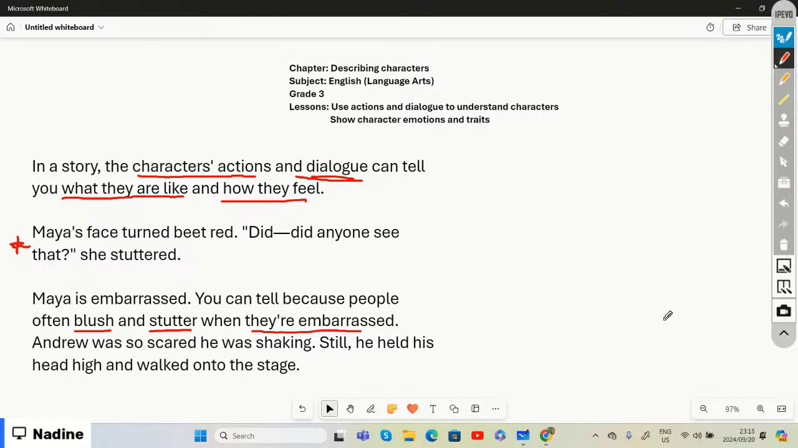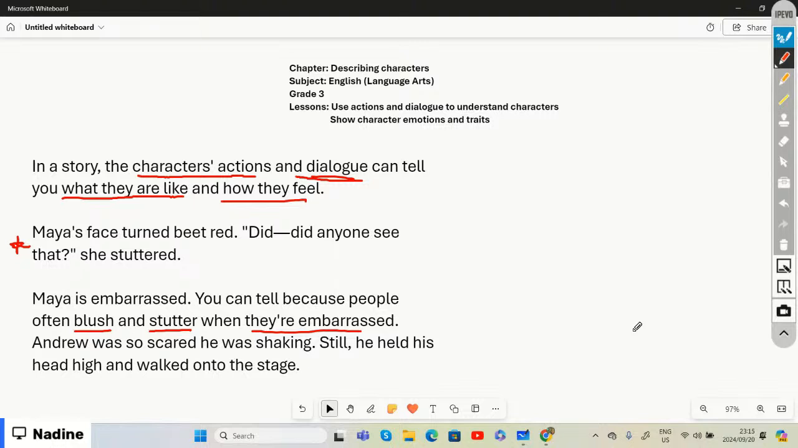All right. So once again, when it comes to describing characters within any story, the characters' actions, what the characters do, how they respond, as well as the dialogues, they can tell you what they are like and how they feel. And here we made an example of Maya.